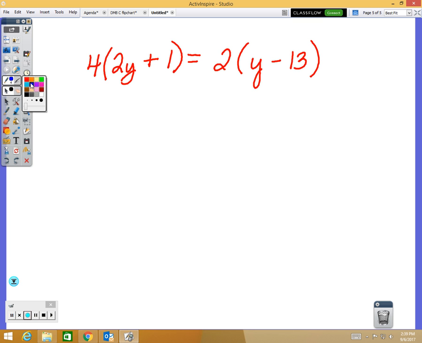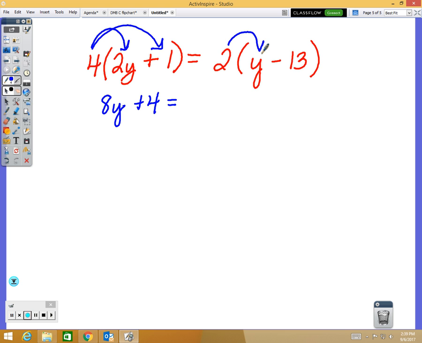So, first off, let's start by distributing. We need to distribute on both sides. 4 times 2y is 8y. 4 times 1 is 4. On the right, 2 times y is 2y. 2 times -13 is -26.